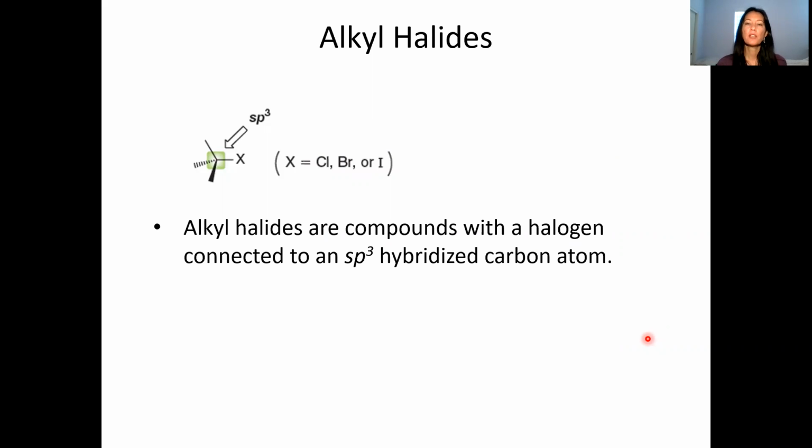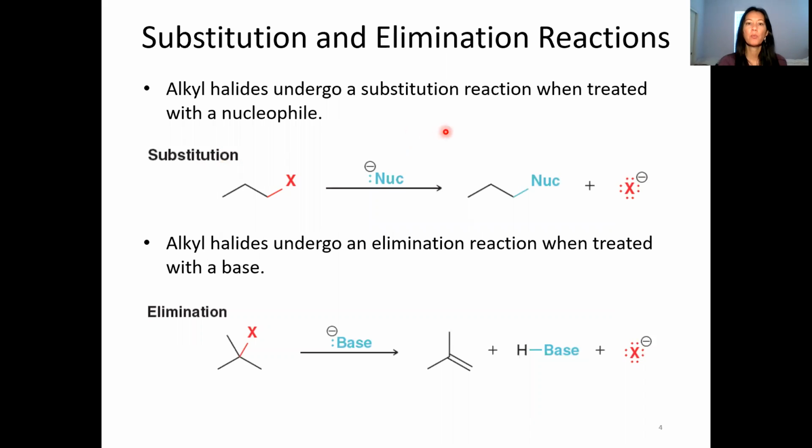The main substrate that you guys are working with is an alkyl halide. This is sp3 hybridized, and you have a halogen off of it. The key feature is that because the halogen is electronegative, it makes that carbon electropositive. So it makes it more of an electrophilic carbon that will have a certain reactivity with nucleophiles or bases.